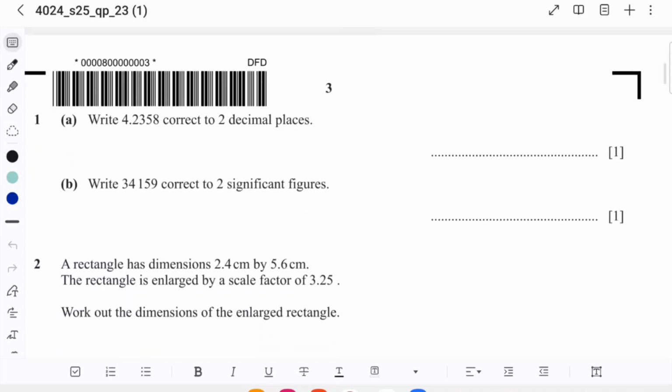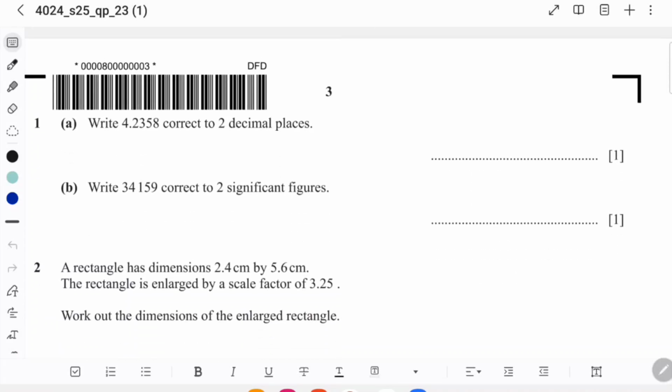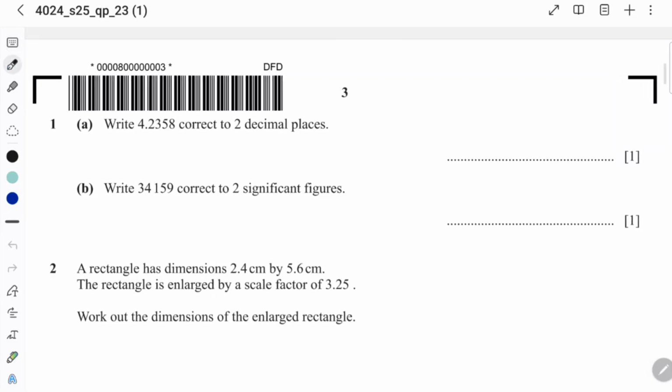Question number 1, part A. 4.2358 corrected to 2 decimal places, we'll have to round off. So 2 decimal places is up till here, 4.23. The next number is 5, so we'll add one to 3. That will become 4.24.